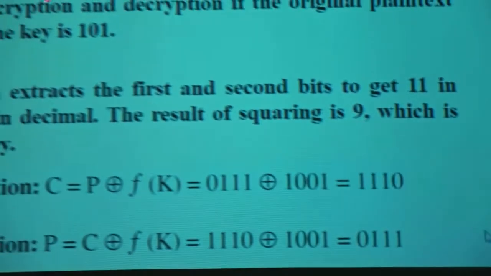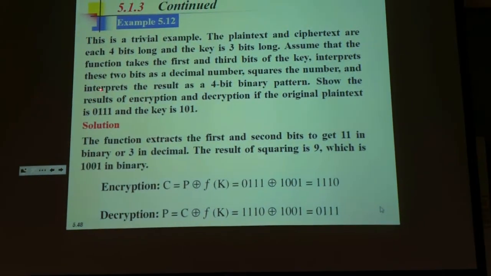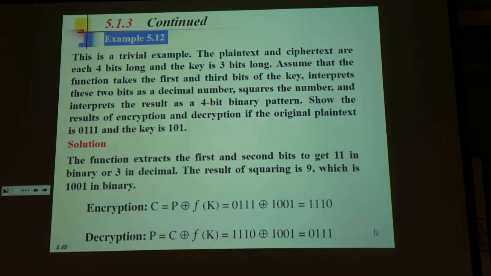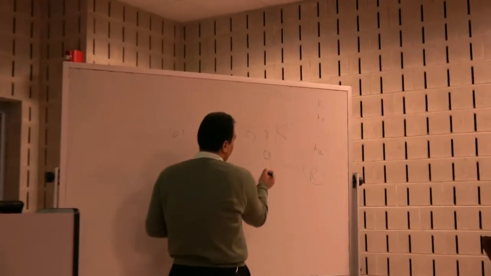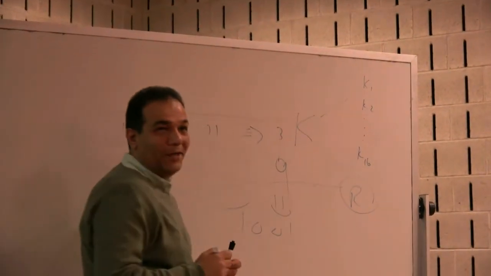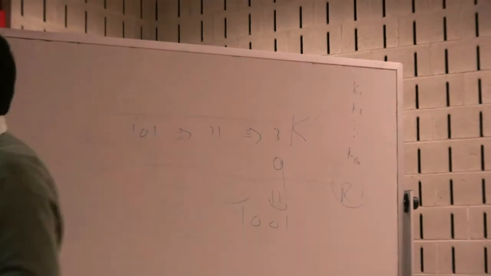All right. Interpret the 2 bits as a decimal number, square the number, and interpret the result as a 4-bit binary pattern. So squared, it will become 9. Okay, so if you convert it to binary, 1001. Right? You see the sequence, right?